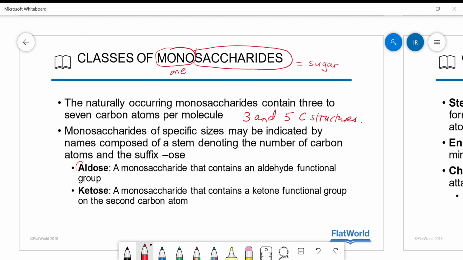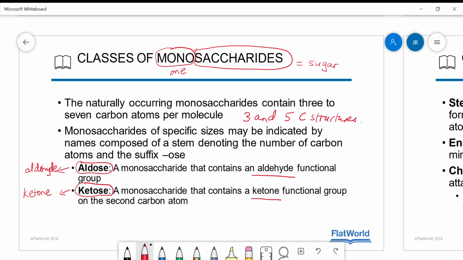The aldoses, so this is important vocab. The aldoses and the ketoses. And you won't be too shocked to learn that the aldoses contain an aldehyde, or they're based on the aldehyde structure. And the ketoses, drum roll, are based on the ketone structure. So that's why it's definitely important to know an aldehyde when you see it, know a ketone when you see it.